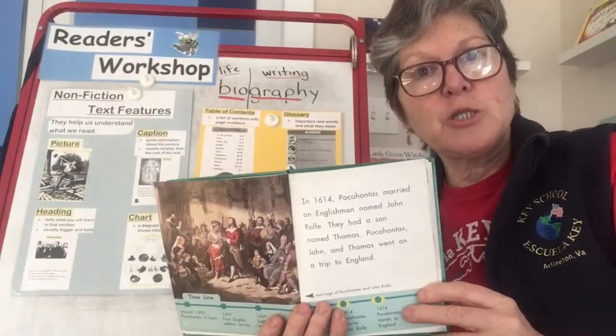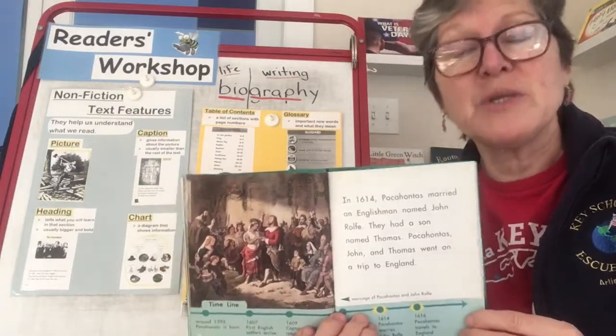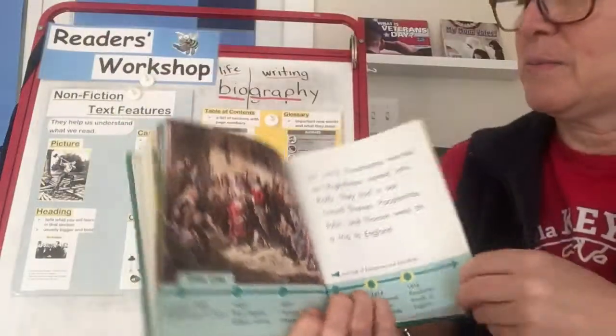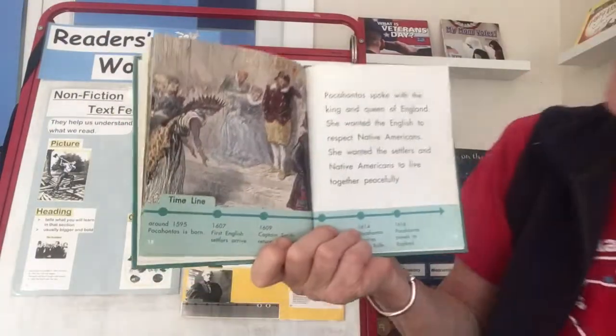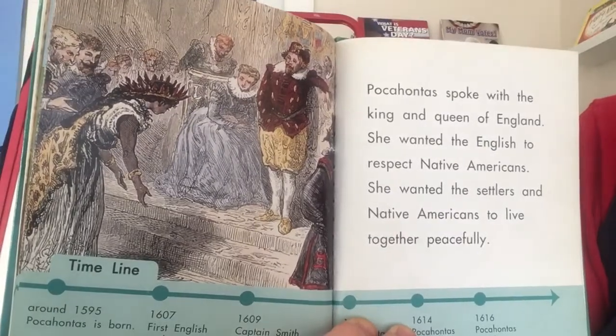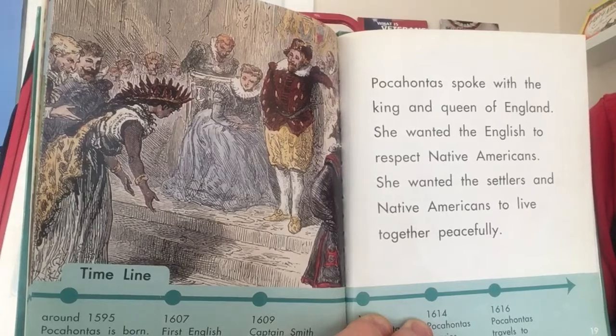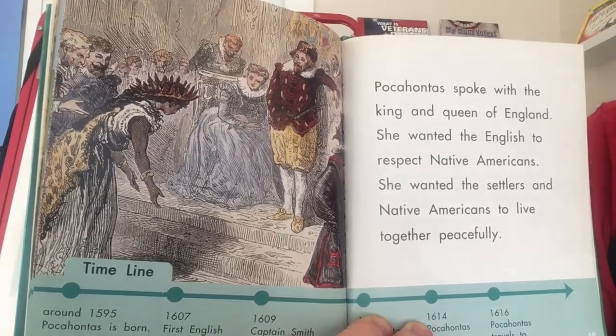So in the end, while she was captured, she got so used to living with the English, she also met an Englishman whom she fell in love with and married. And then she went to England. Pocahontas spoke with the King and Queen of England. She wanted the English to respect Native Americans. She wanted the settlers and Native Americans to live together peacefully.